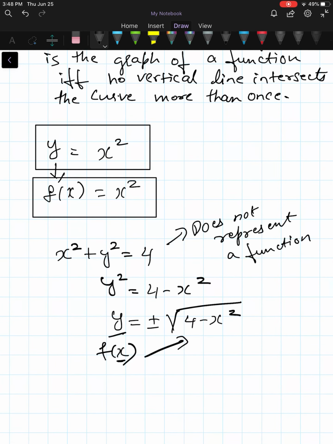Given an equation, you can plot it on the coordinate plane by choosing arbitrary values of x and finding the corresponding values of y. You can graph it on the coordinate plane, sketch the graph of the equation and do the vertical line test, or you can solve for y and find out whether you are getting a unique value for each input value. That is how you find out whether an equation represents a function or not.